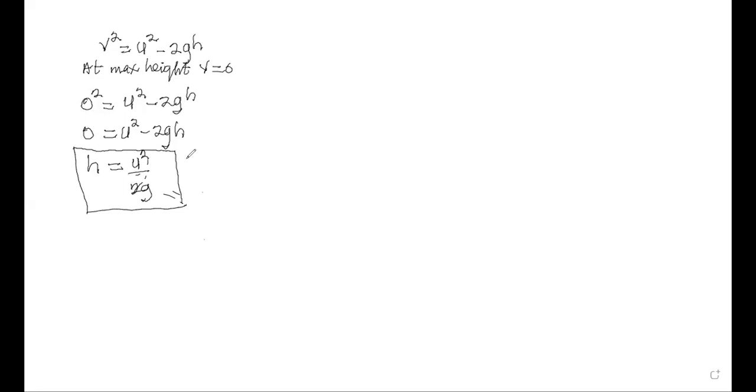Also, sir, please, isn't it minus 2G? No. To make H the subject, you have to take minus 2G to the other side of the equation, and it will be positive. Okay. So maximum height reached, meaning that when a body is thrown upwards and you want to calculate the maximum vertical height, it is equal to the square of the initial velocity divided by 2 times acceleration due to gravity.